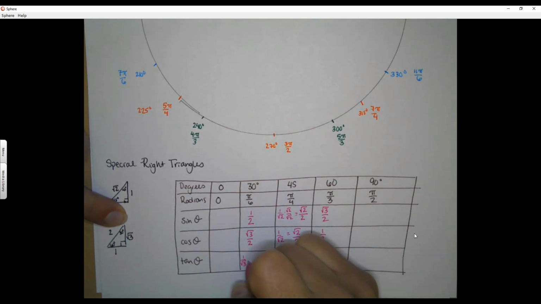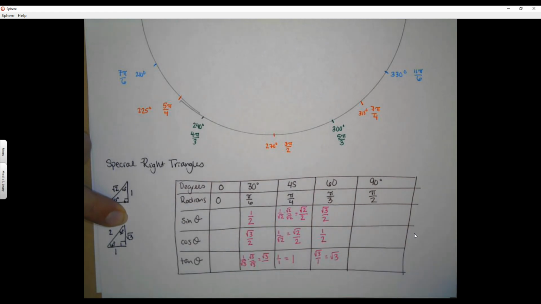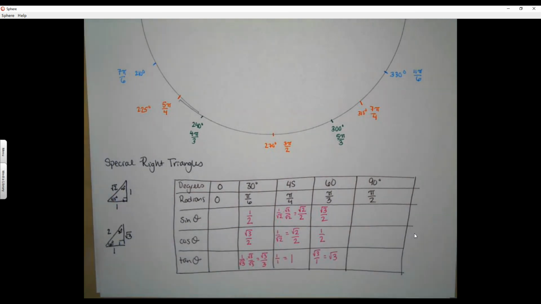So if you multiply by square root 3, we end up with 1 times square root of 3 is square root 3, over square root 3 times square root of 3, which is the square root of 9, which is 3. So those ones are pretty nice and friendly.